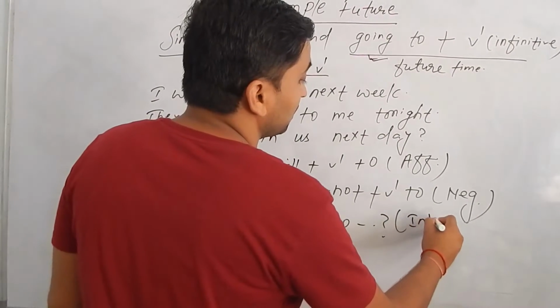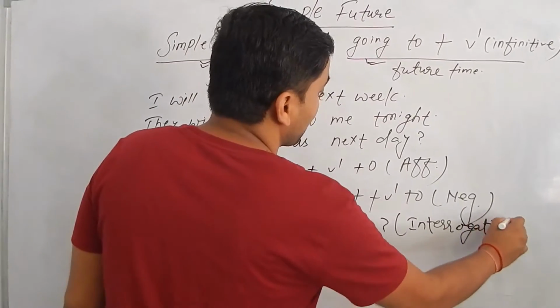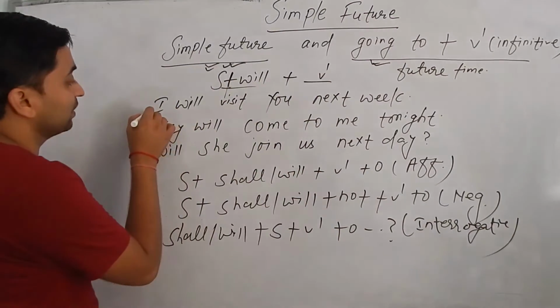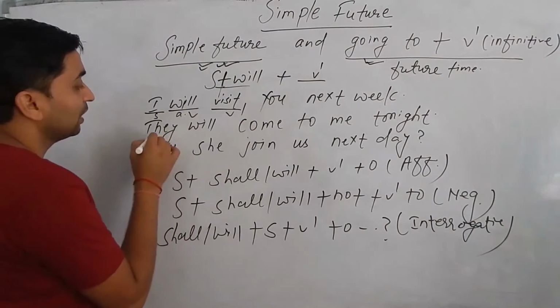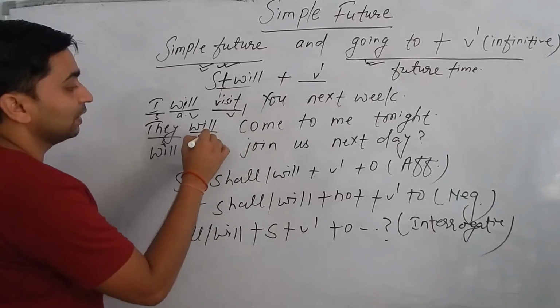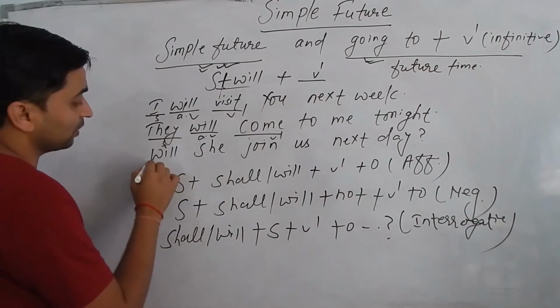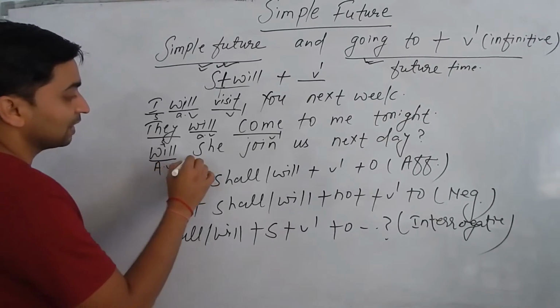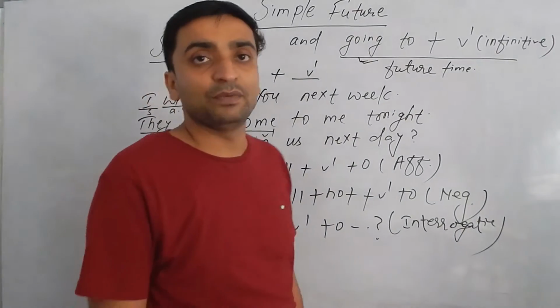It is the interrogative structure. Just like here in the example, this is the subject, will is the auxiliary verb, and V1. Here also subject, auxiliary verb and V1. And it is also the interrogative form, so the auxiliary verb is at first and then the subject. So we were talking about the simple future.